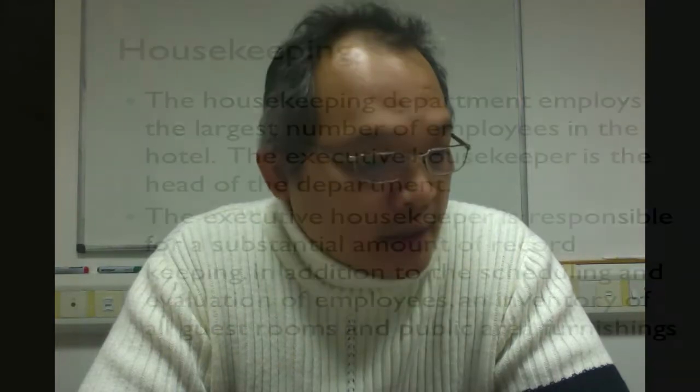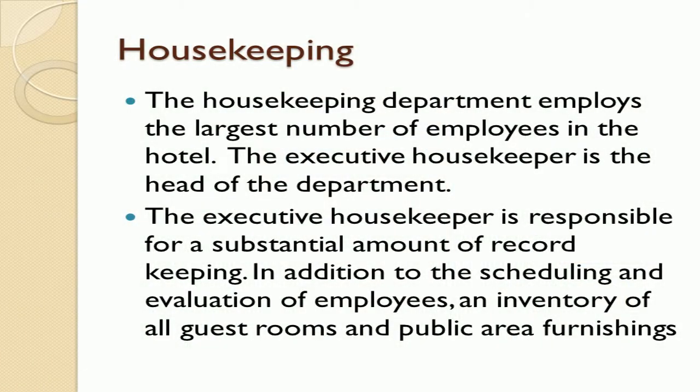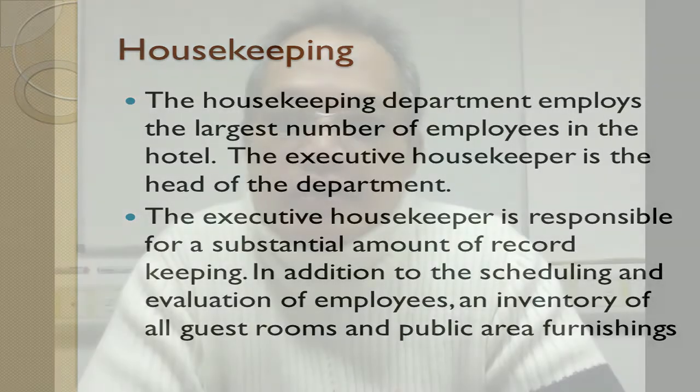Housekeeping is led by the executive housekeeper. Their responsibility is to make sure that all the stuff needed for the room and all the cleanliness in the room is done. They make sure it's being recorded, make sure everything is there, and housekeeping is also responsible for some public areas, such as the lobby or swimming pool, and so on.